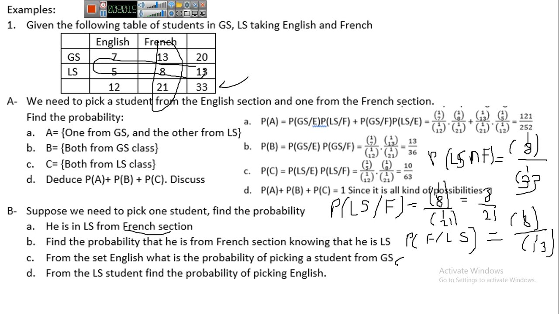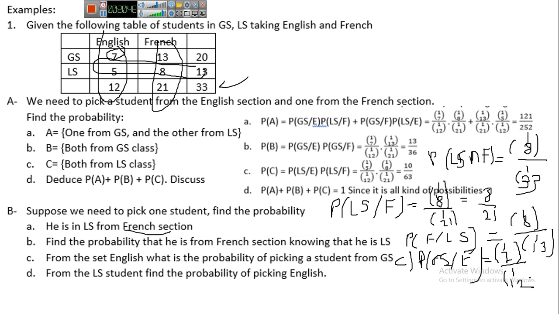Part C, from the set English, what is the probability? And I know also these are different types of wording, knowing. From the set English, what is the probability of picking a student from GS? So the universe now is the English. I wanted GS, so how many do I have? 1 out of 7 over total English, 1 out of 12.